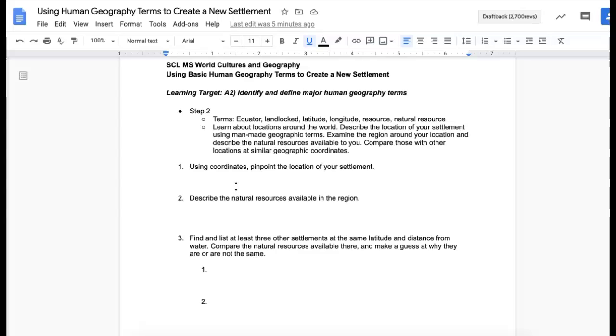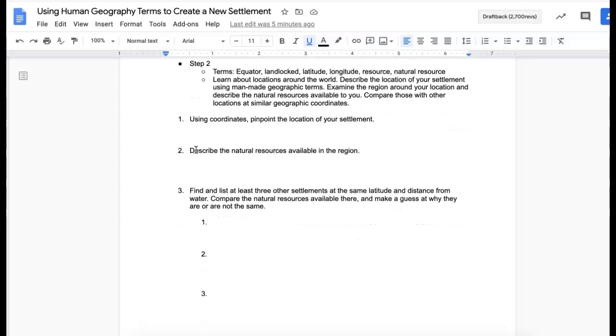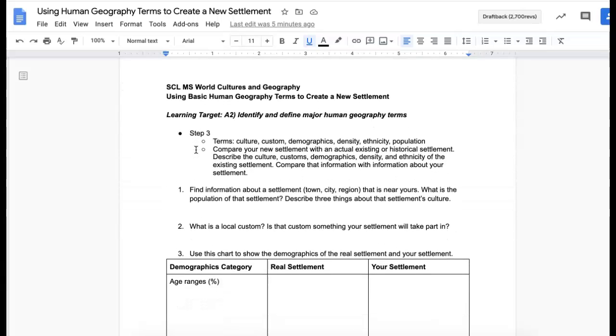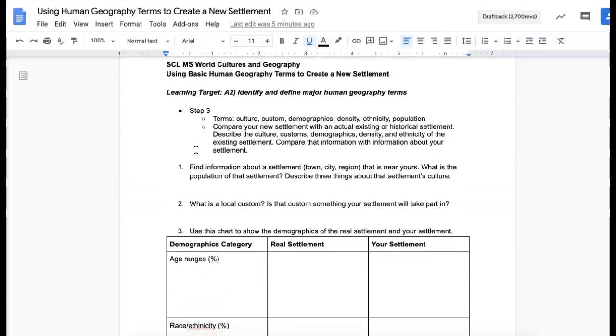I know that terms like equator and latitude, longitude, things like that, those are very heavy geography terms, but they're in our human geography section because they're created by humans. They're not actual things that you see visibly on this earth. And so because of that, I put it in our human geography section. So we're going down to step three today in this project.